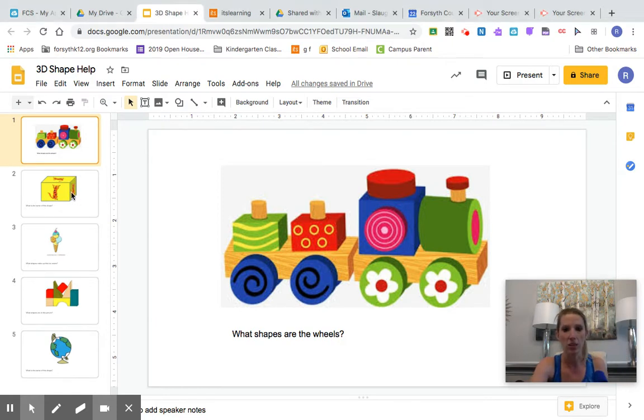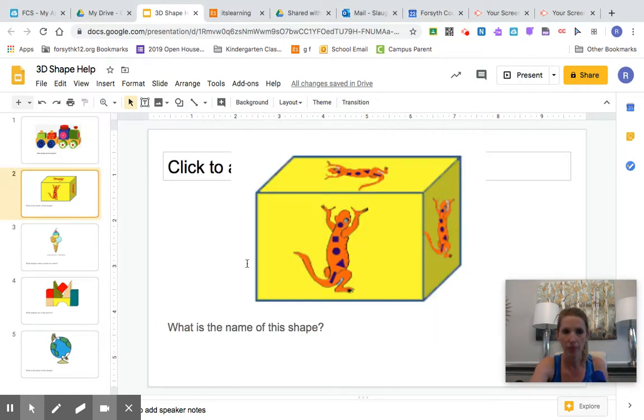Let's look at the next one. What is the name of this shape? A lot of you said that this was a cube. But you know how I know it's not a cube? Look at these edges here. Long, short, long, short. That's a rectangle on the front. So this has to be a rectangular prism, not a cube. If it was a cube, all sides would be the same length.